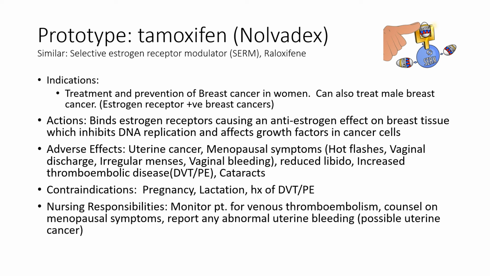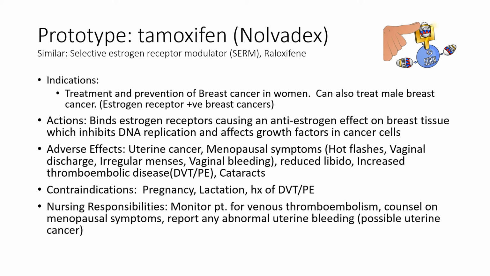The other thing it's used for is prevention of breast cancer in women that are at high risk. So if there's a very strong family history of breast cancer, your sister, your mother, tamoxifen has also been used to take preventatively, even though you don't have breast cancer, because you're considered high risk due to your family history. So we can use it as a treatment and as a prevention of breast cancer.